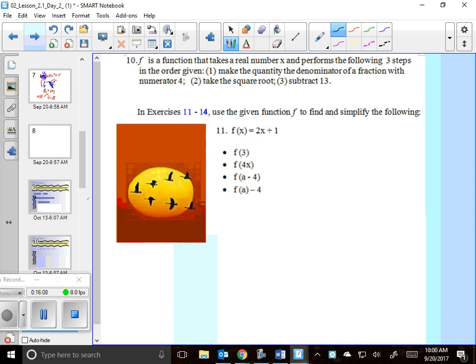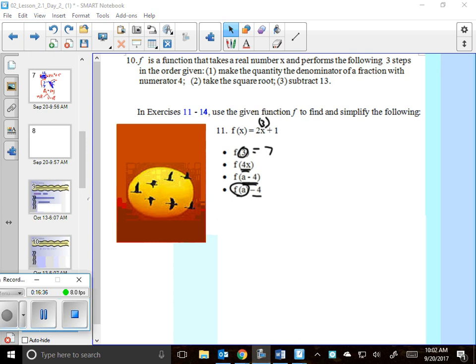Here you'd stick in 3. 6 plus 1 makes 7. Here you'd stick in 4x. Here you'd stick in a minus 4. And here you would find f of a and then subtract 4. That's the only one I think you might have issues with. But I'd like you to answer all those 4 right now on your iPad. You may need to zoom in. I know it's kind of small. I'll pause for a second while you do that.